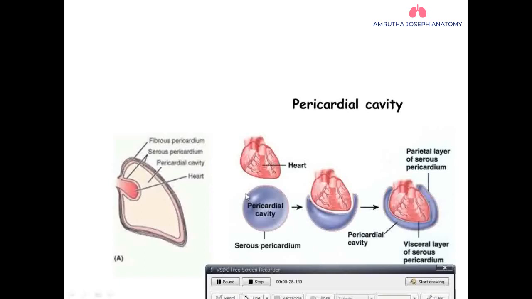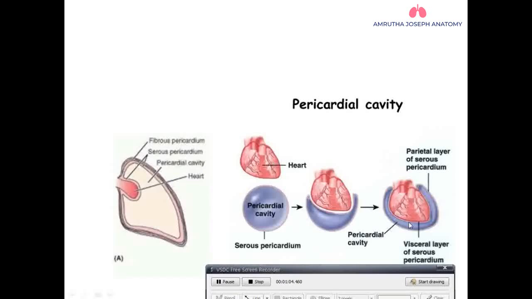Now let's think that you have a balloon and you are going to push your hand into the balloon. Now how does it appear, how does it occur? Just assume that this is the balloon and this is your hand and you're trying to push it into the balloon. So the heart is trying to push into the pericardial cavity, which is like a balloon, and as it pushes, the balloon becomes like this.